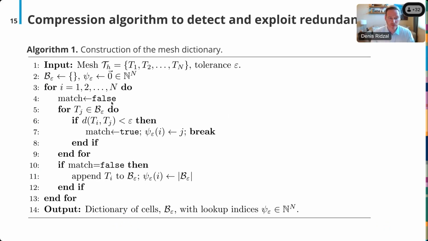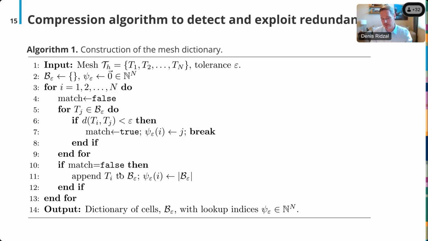Really what we do is just build a dictionary of cells called E epsilon. And epsilon denotes this tolerance. It could be very small if you want lossless compression. And all we do is just compute these distances, and if the distance between Ti and Tj is less than epsilon, we say the match is found. If a match is not found, then we just add this cell Ti to the dictionary.